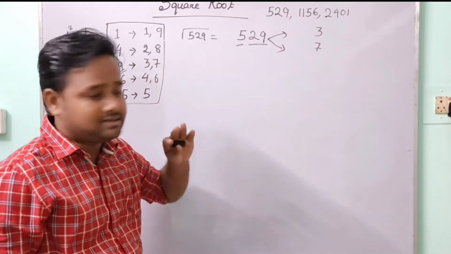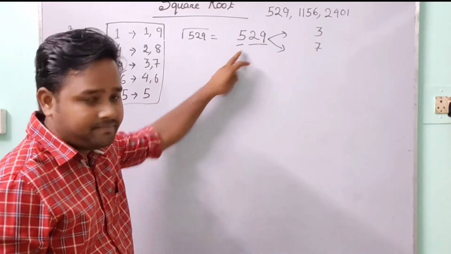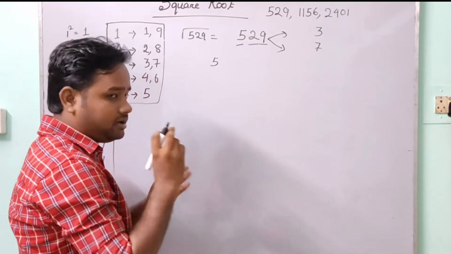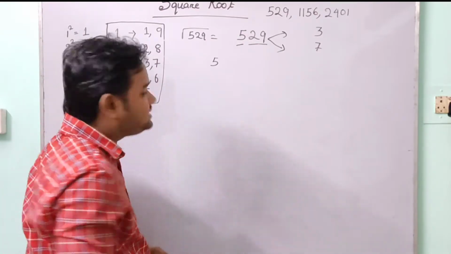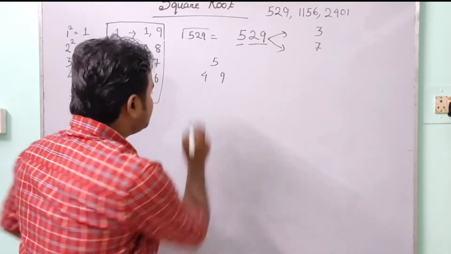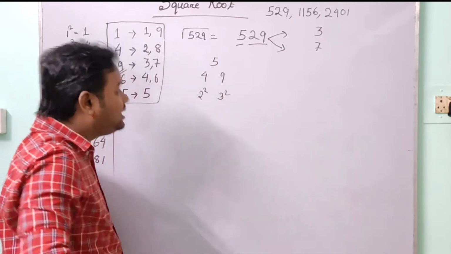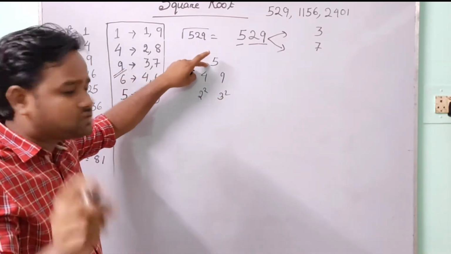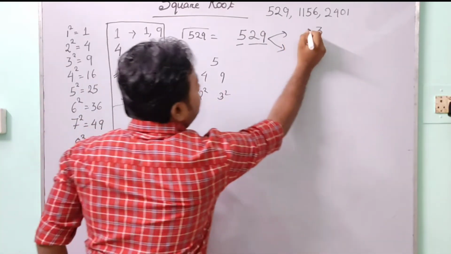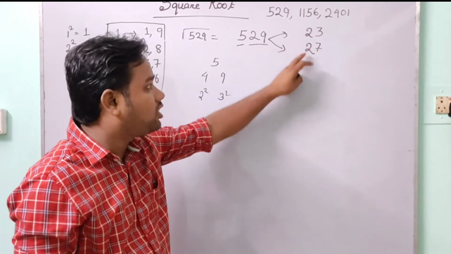I don't know yet what the answer will be, so I have written 3 and 7 here. Now, the rest part is 5, so I have written 5. I know that the perfect squares near 5 are 4 and 9. 4 is equal to 2 square and 9 is equal to 3 square. That means near 5 the perfect square is 4, which is 2 square, and I write 2 here. So, it is 2 and 2. So, the answer may be 23 or 27.